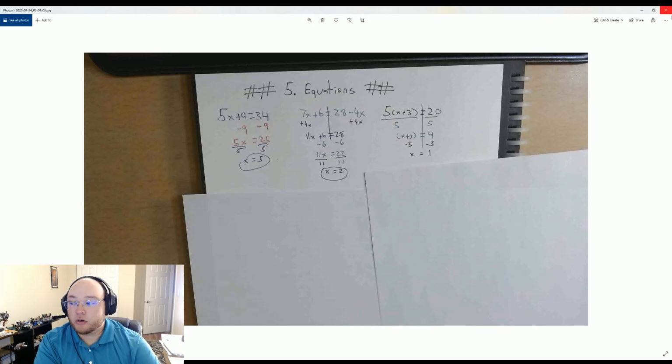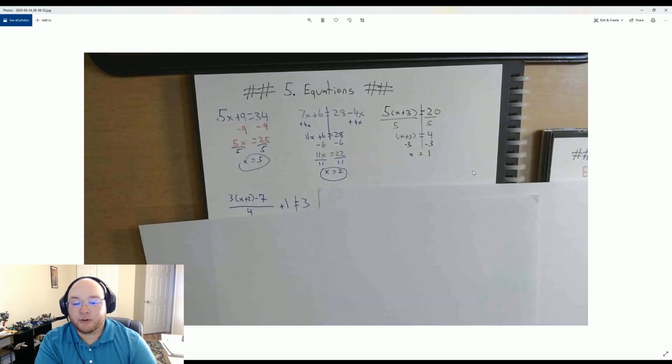You can always check your answers by plugging them back in. So if you have 1 plus 3 is 4, 4 times 5 is 20. On this one you have a 2. 7 times 2 is 14, 14 plus 6 is 20. Remember that. Plug it back in here, you get 4 times 2 is 8, 28 minus 8 is also 20, so we're good.